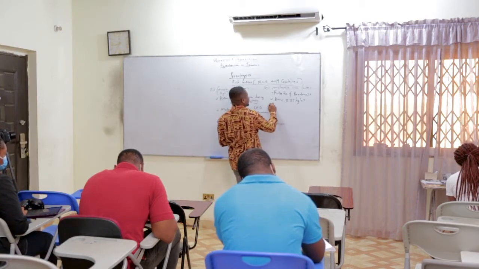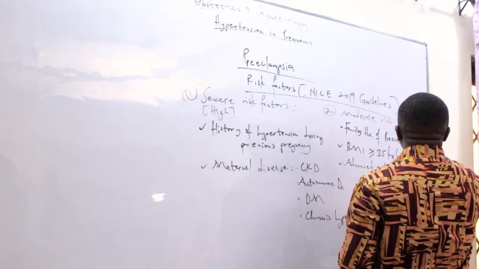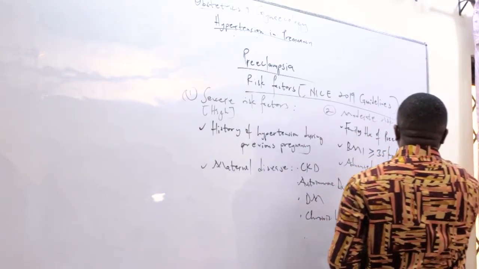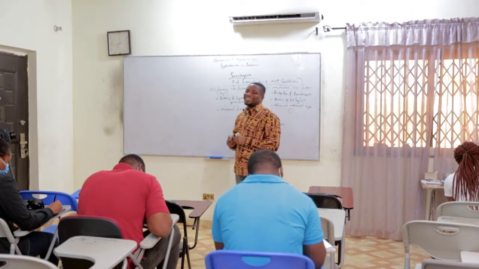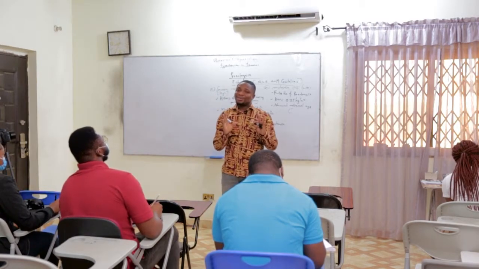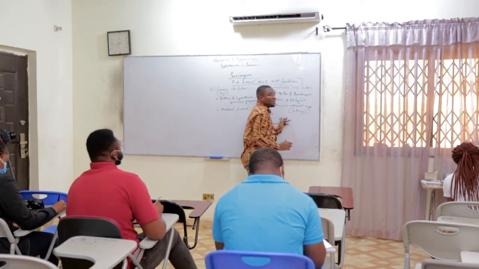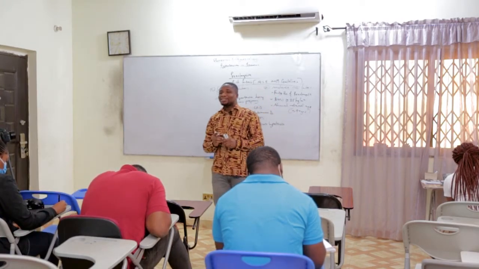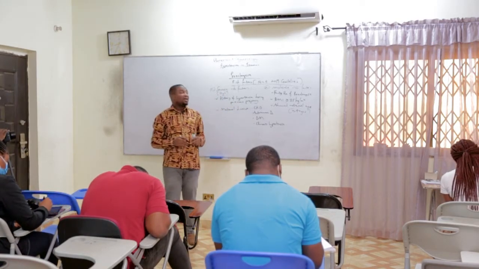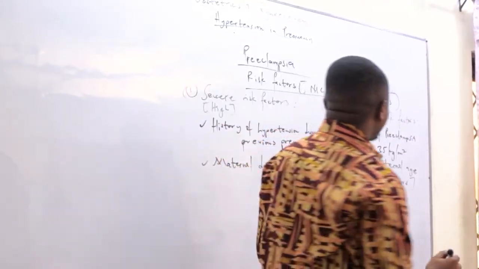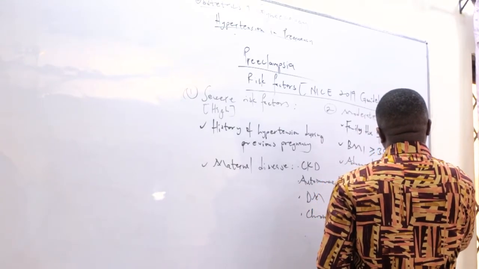Then the next one, advanced maternal age. And here, what age are we going to be focusing on? Unfortunately, 35. It's greater than 35, but specifically, we want to be specific. It should be greater than or equal to what? 40 years. If you have a woman who is 40 years and above getting pregnant, she is likely to be predisposed to pre-eclampsia. The next one, if a woman has not given birth before, nulliparity.